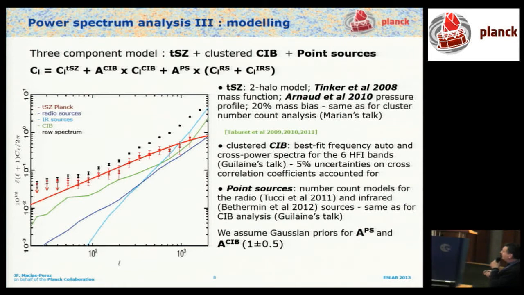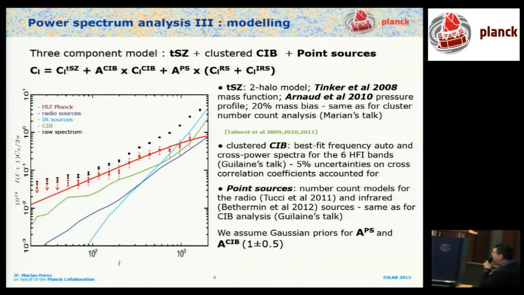So for the thermal SZ, we use a typical two-halo model using the Tinker et al. mass function that Marion presented before, the Arnaud et al. profile, and a bias as discussed by Marion before. So this model is exactly the same as the one in the cluster number counts. So we wanted to preserve coherence between our analyses.